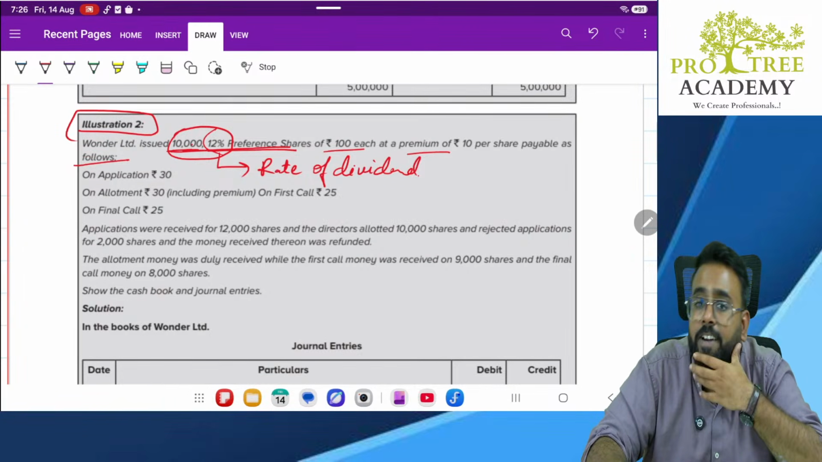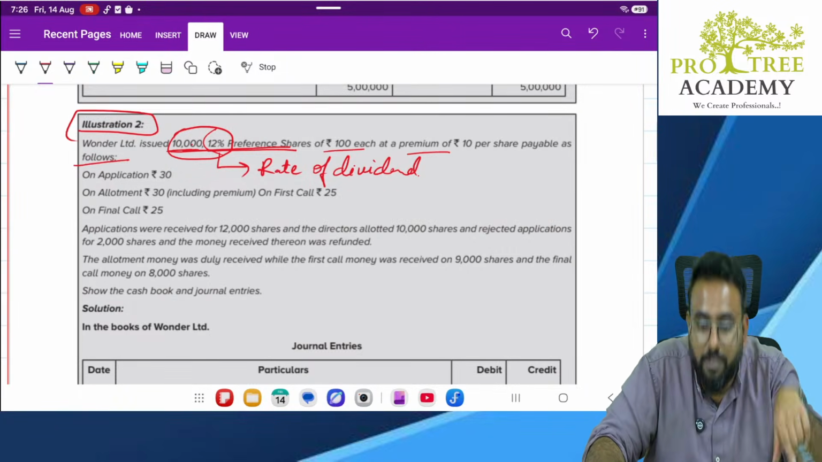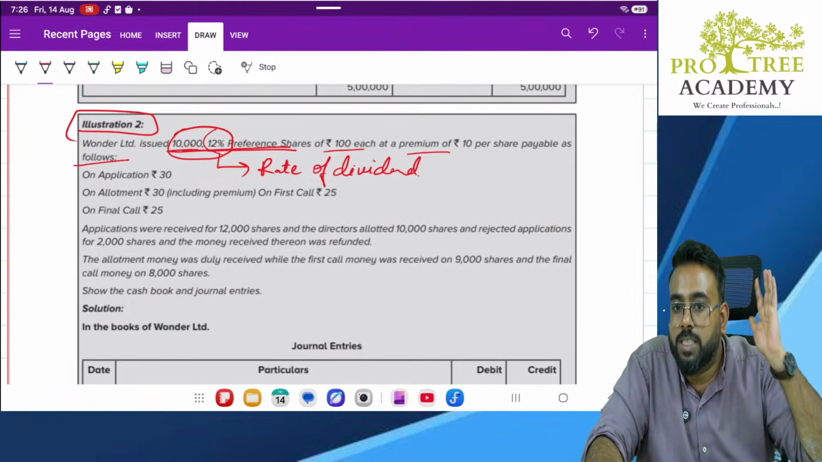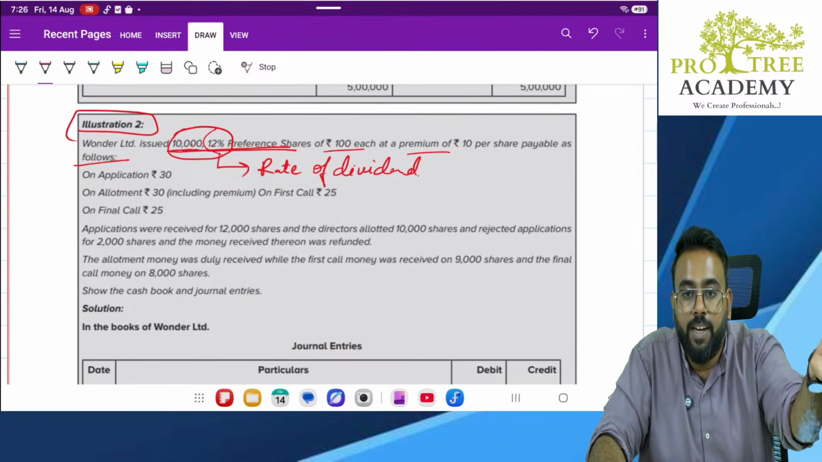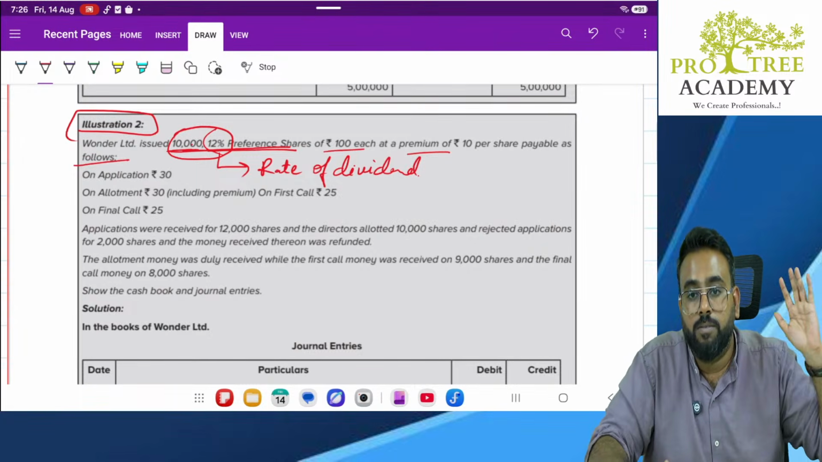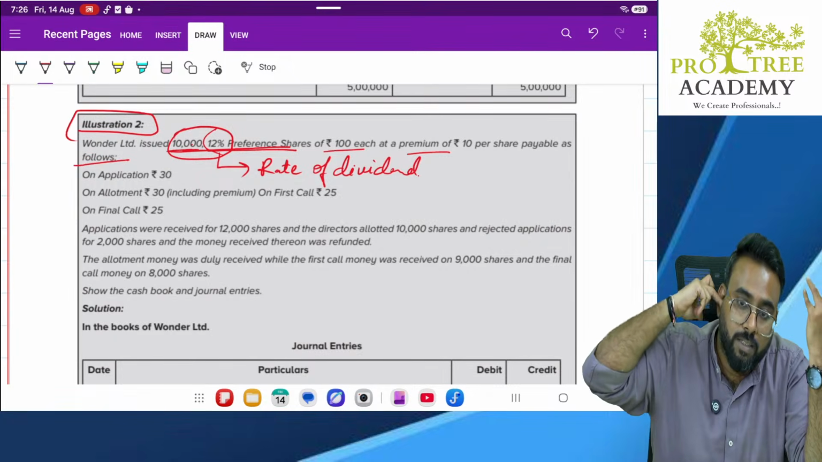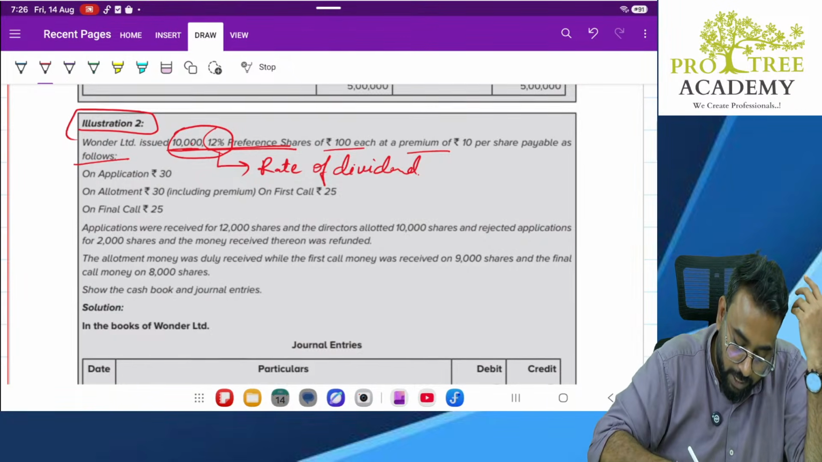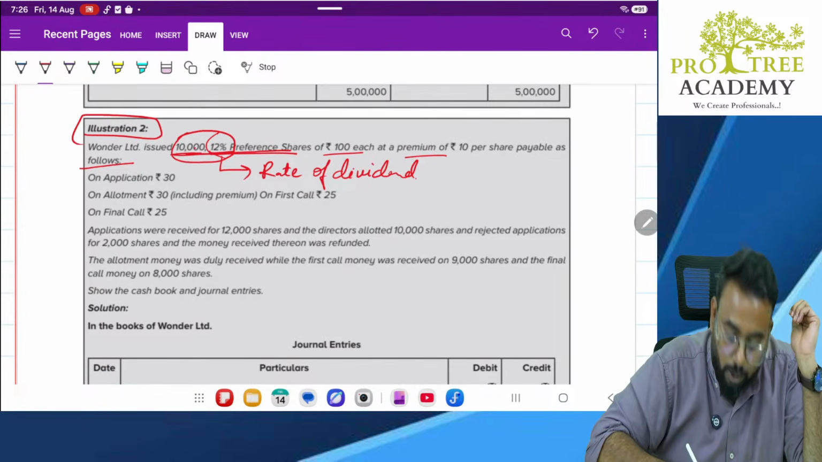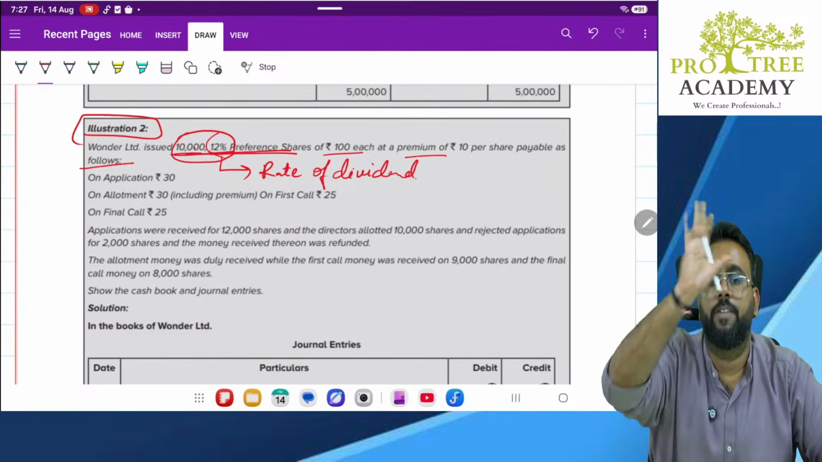Sir, but for equity shares it was not like this. Correct. That is what I told you in the first class. Equity shares are owners. They may get the dividend, they may not. How much dividend they get, they don't know. They may get 5%, 10%, or 20%. Whereas preference shares are not like that. They will always get a fixed rate of dividend. We have to give them dividend.